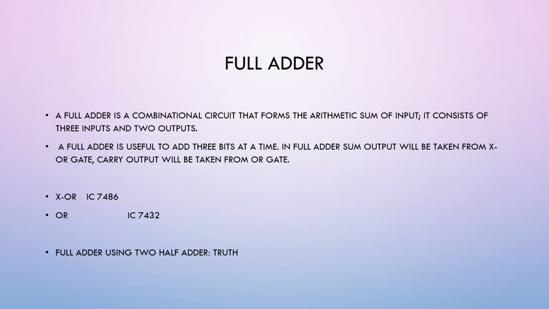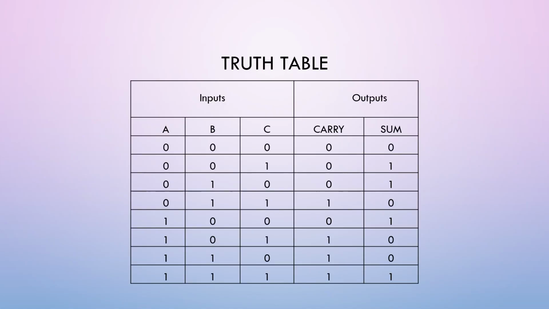In full-adder, sum output will be taken from XOR gate. Carry output will be taken from OR gate. XOR IC number 7486, OR gate IC number 7432. Full-adder using 2 half-adders. The truth table of full-adder consists of 3 inputs and 2 outputs, carry and sum.